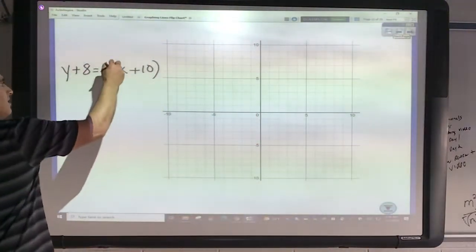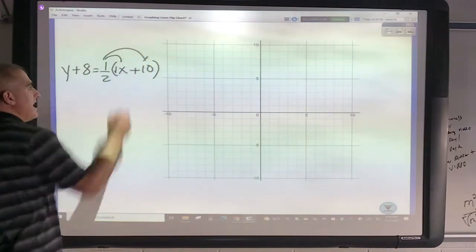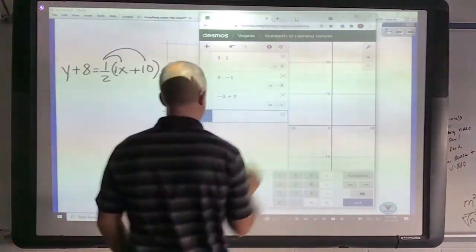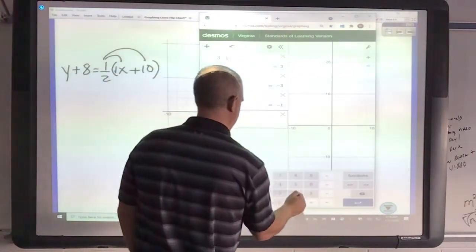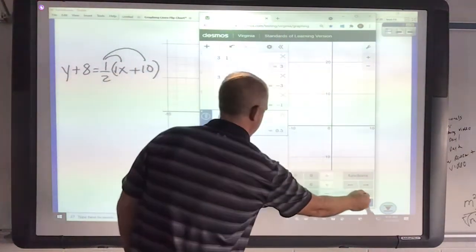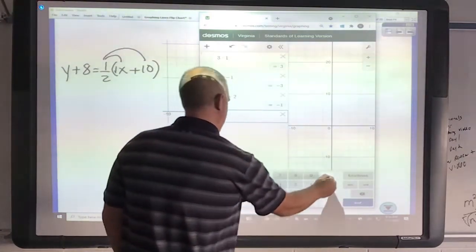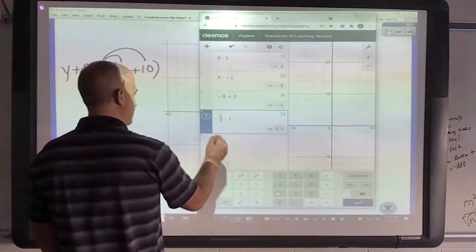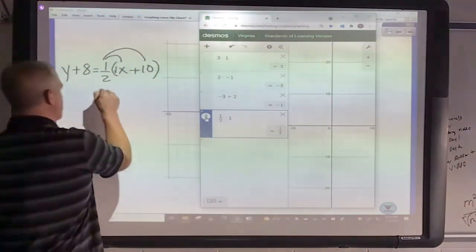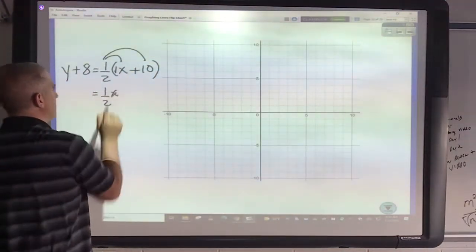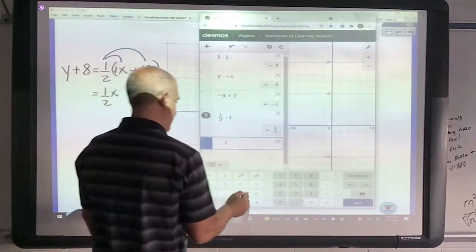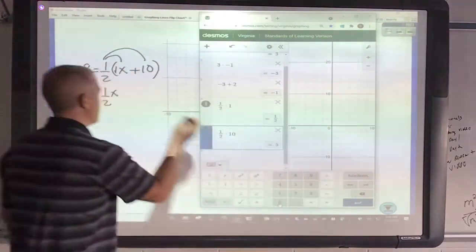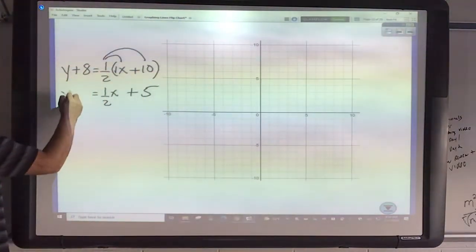Now I want to take this one. There's a 1 here. Multiply that. So I've got 1/2. Oh, whoops, hold on. 1 divided by 2. Click over times 1 is, I always want a fraction, remember, 1/2 x. 1/2 times 10 is positive 5. I've got y plus 8.